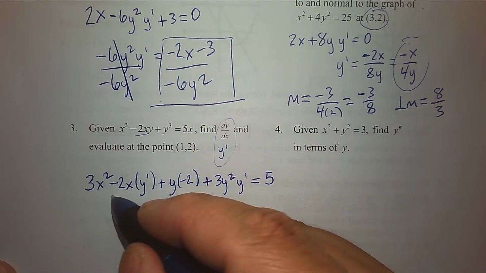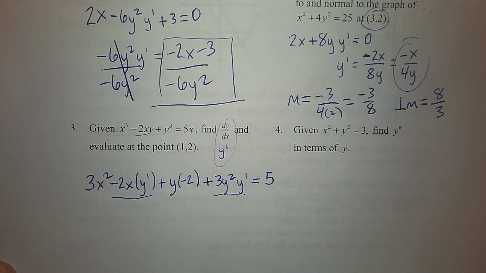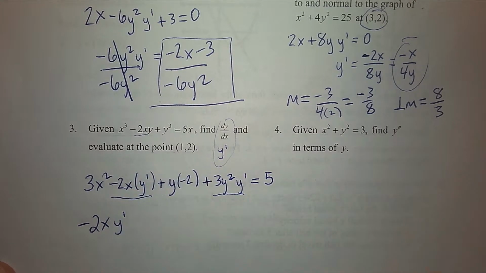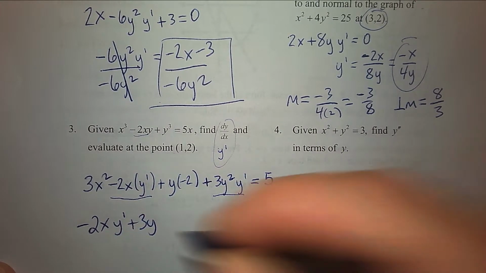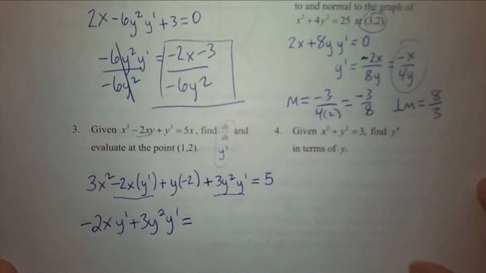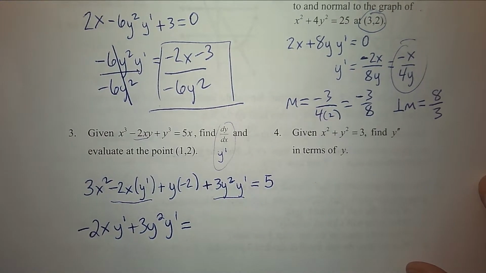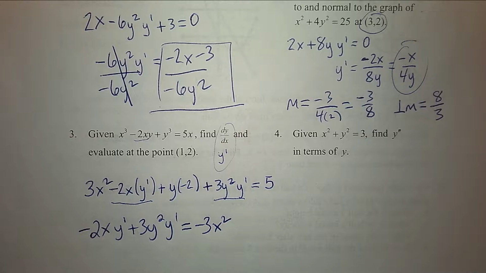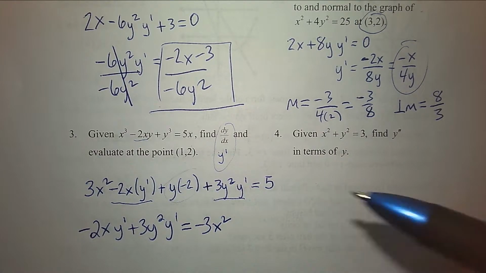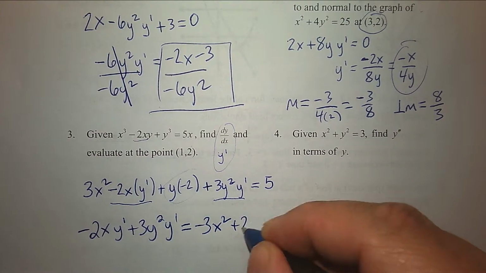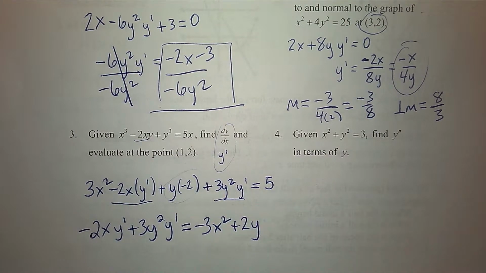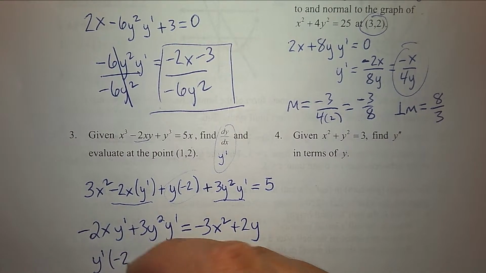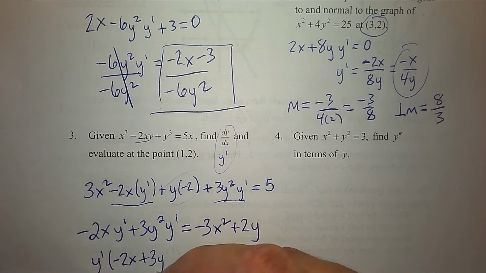Do you recognize the terms that have y prime in them? I underlined it. I'm going to write those down again. Just the terms that have y prime. What doesn't have a y prime needs to be on the other side. What's the inverse of positive 3x squared? And right here is negative 2y. What's the inverse of negative 2y? Plus 2y. If you factor out a y prime, you have negative 2x plus 3y squared.